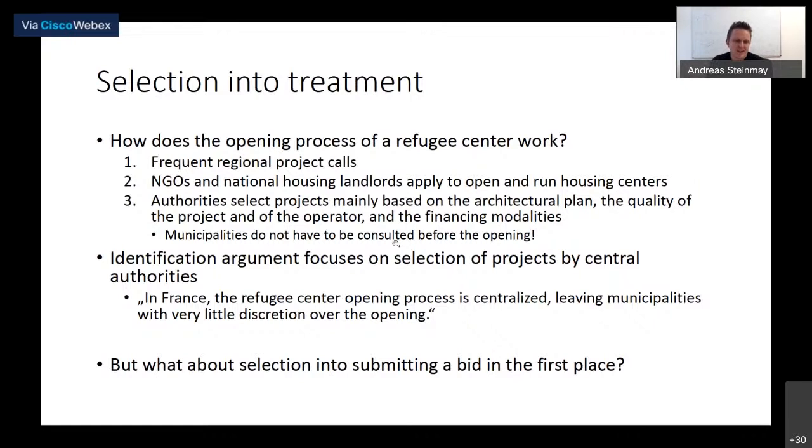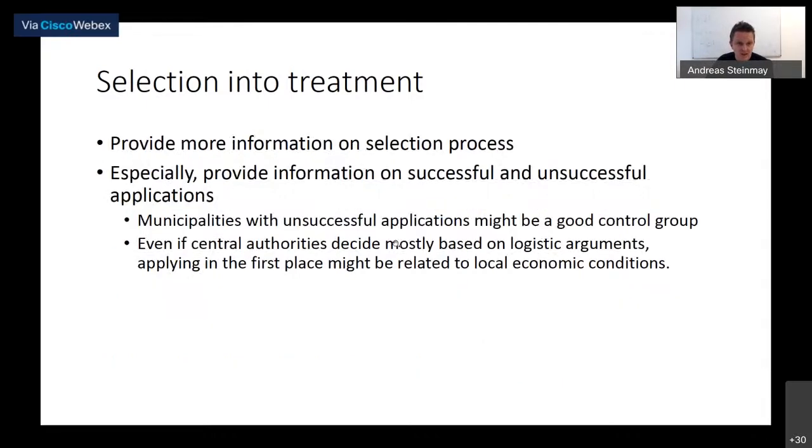But the question that I think should be answered in the paper, and would really improve the credibility of your results, is why do NGOs and national housing landlords in some municipalities apply in the first place? You can easily come up with stories where that could be related to local economic shocks. So I think it would be very helpful if you provide more information on the applicants, who applies and also those that, I have a slide here.